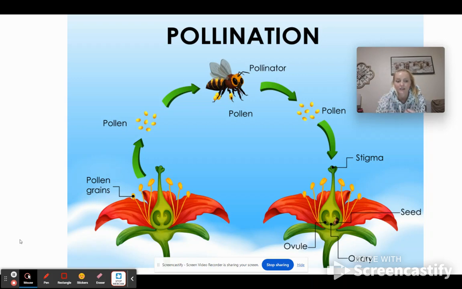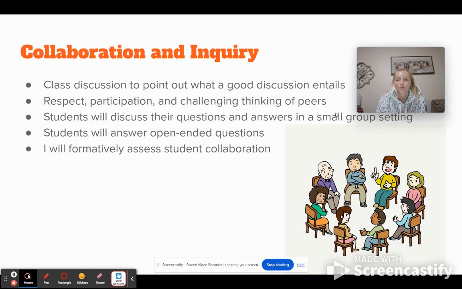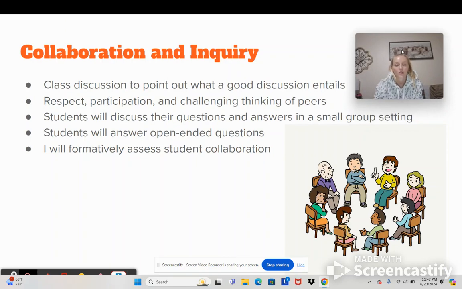And for collaboration and inquiry, I will start out by modeling what a good discussion is and what that looks like. I'll start a class discussion about pollination. I'll teach students how to respect each other, challenge each other's thinking, and encourage everyone to participate. Students will feel safe and comfortable in sharing their thoughts and opinions with their peers. And then I will ask students open-ended questions to get them started, such as, why is pollination important?